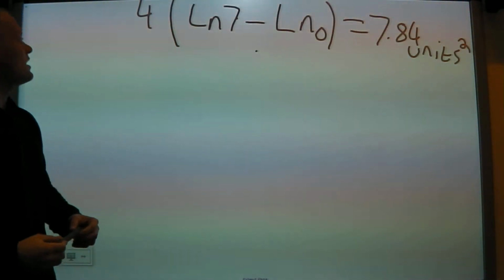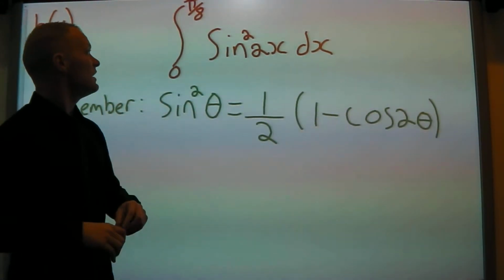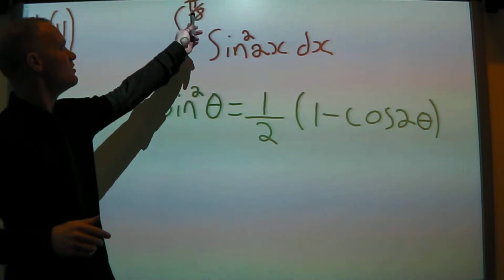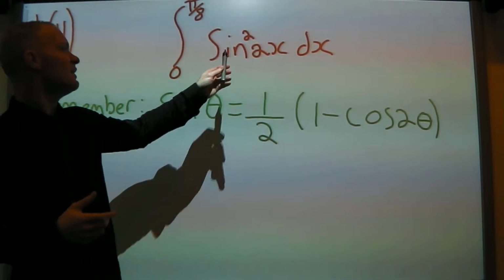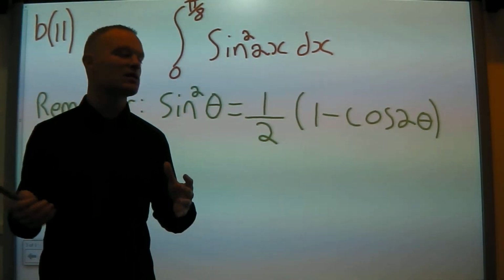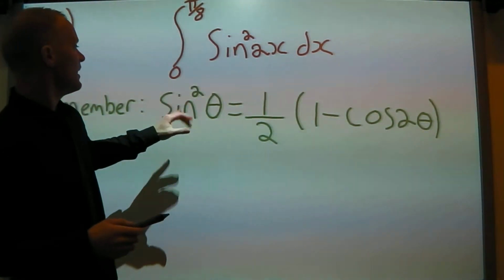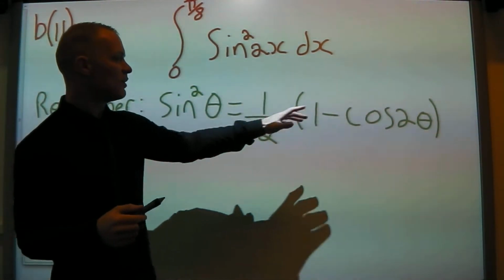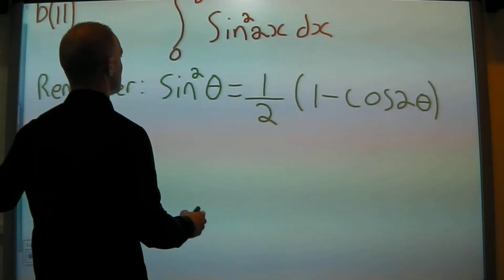And our next part of that question is to find the integral of this between values pi over 8 and 0. Now, this is important to remember, we can't really integrate this too easily, so the best way to do it is to convert it into cos 2 theta. So this is the formula here. Sine squared theta is equal to a half of 1 minus cos 2 theta. So we just rearrange that.